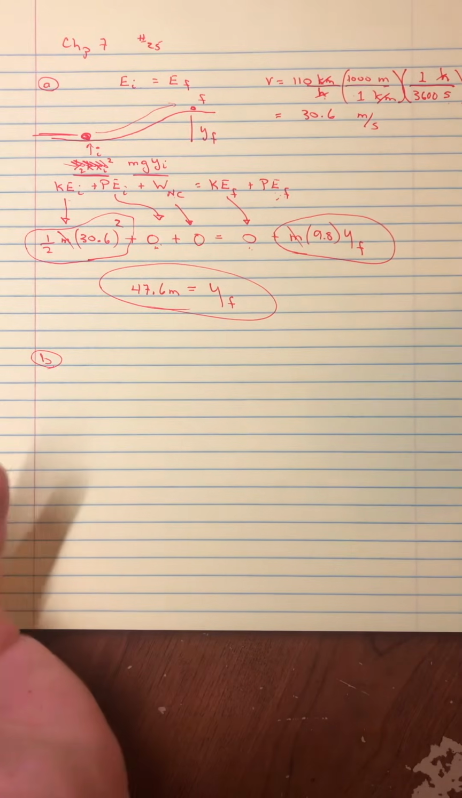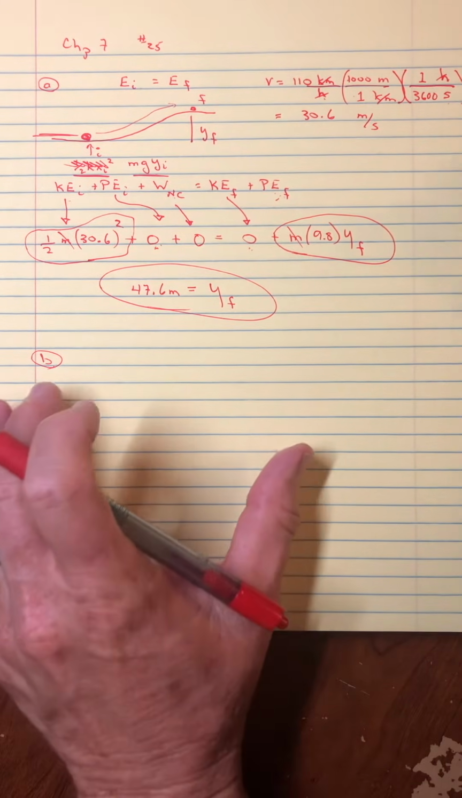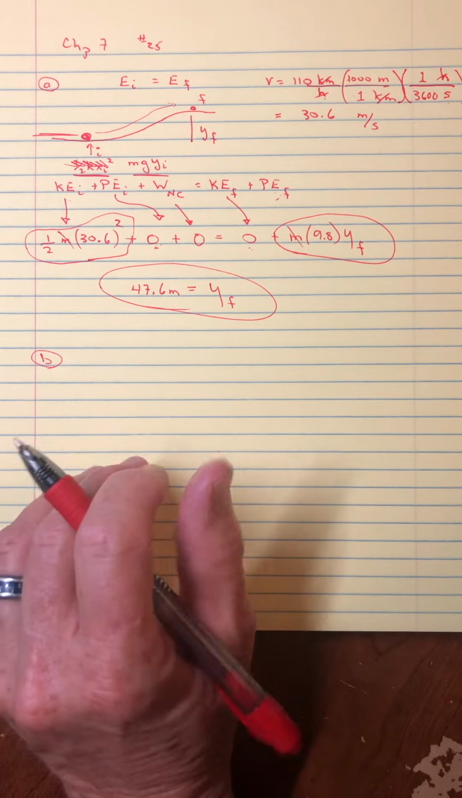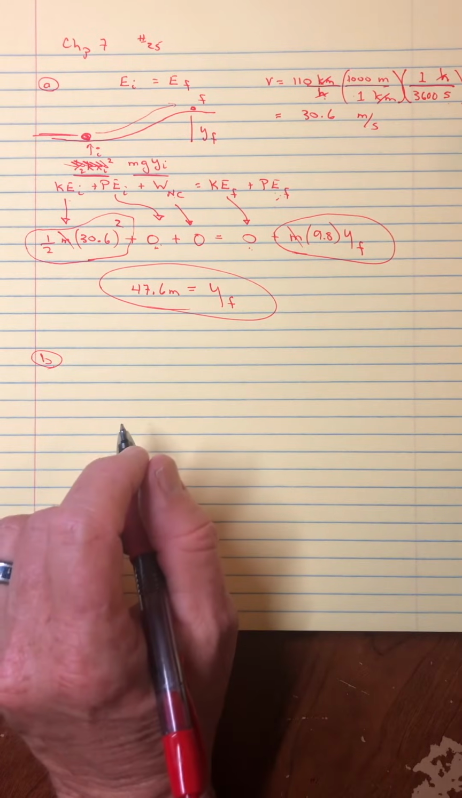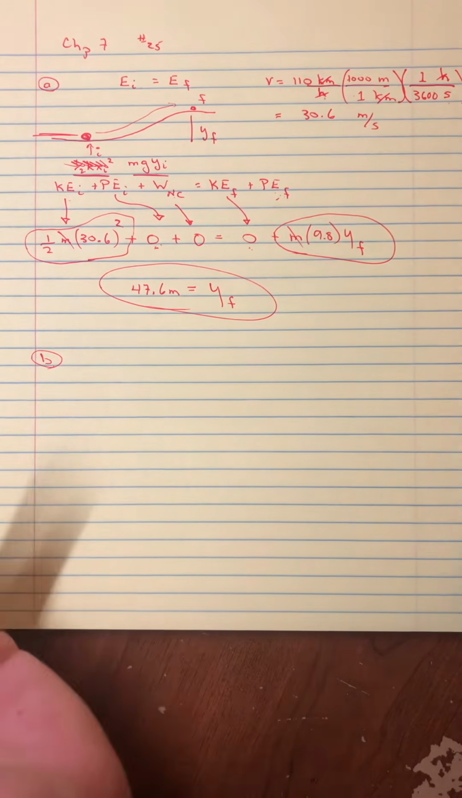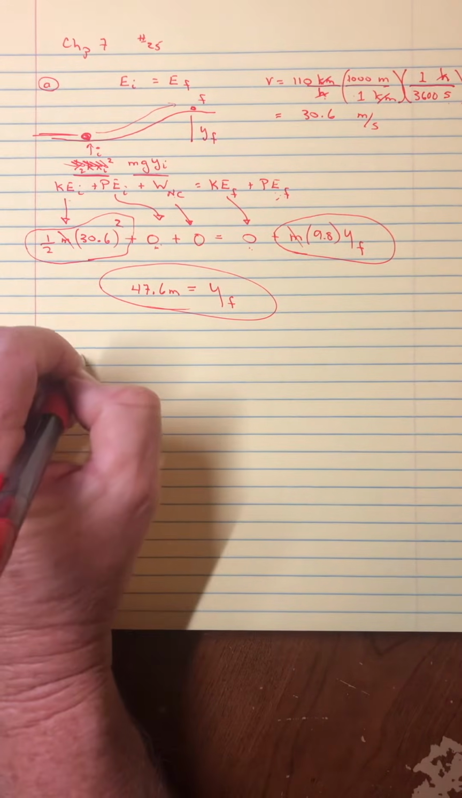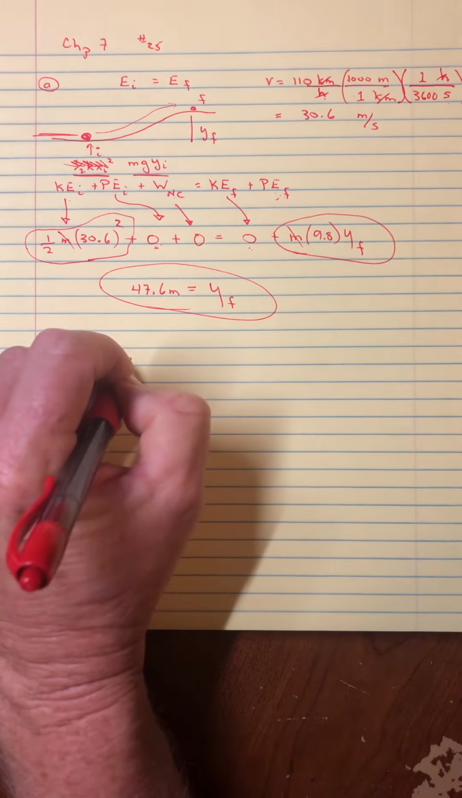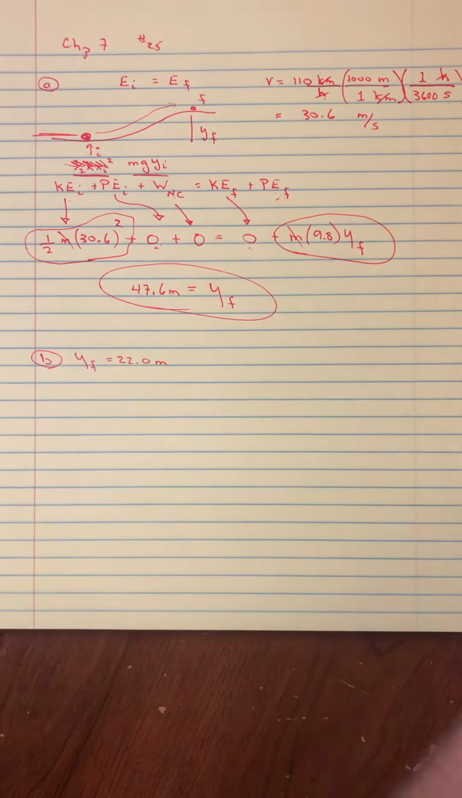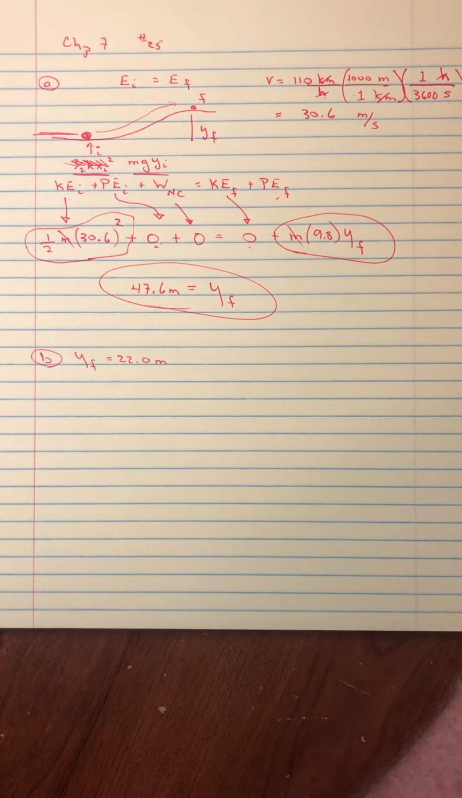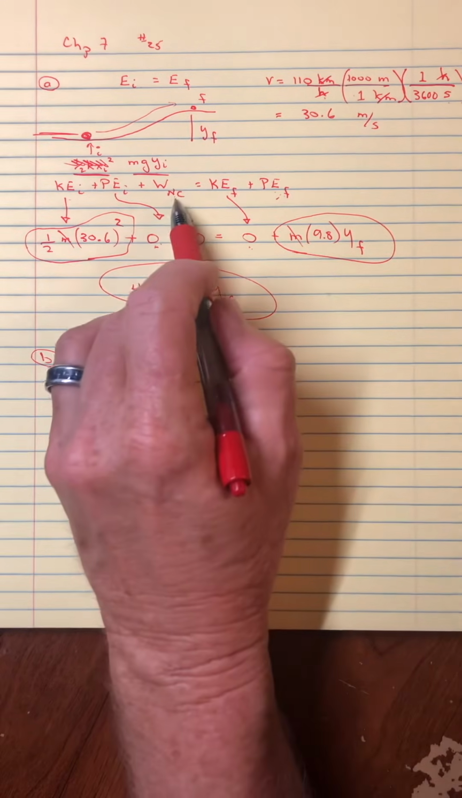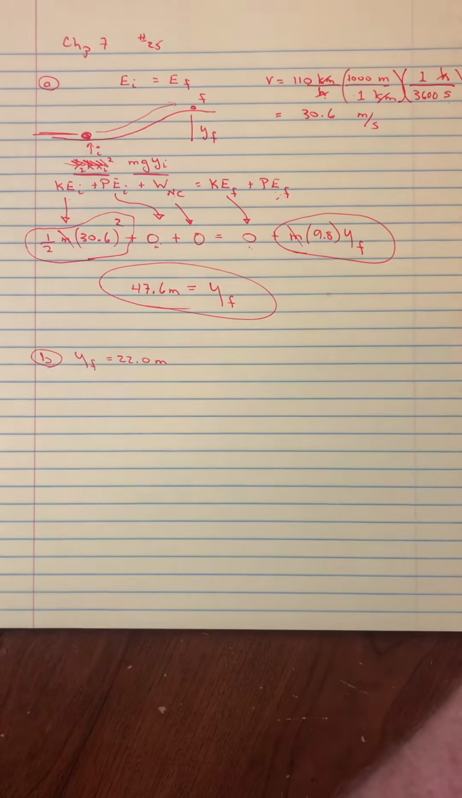However, let's take a look at B, which says, if in actuality a 750 kilogram car with an initial speed of 110 kilometers an hour is observed to coast up a hill of only 22 meters, so really less than half above its starting point, how much thermal energy, so heat, that is this number right here, the work done by friction, is generated by this friction?